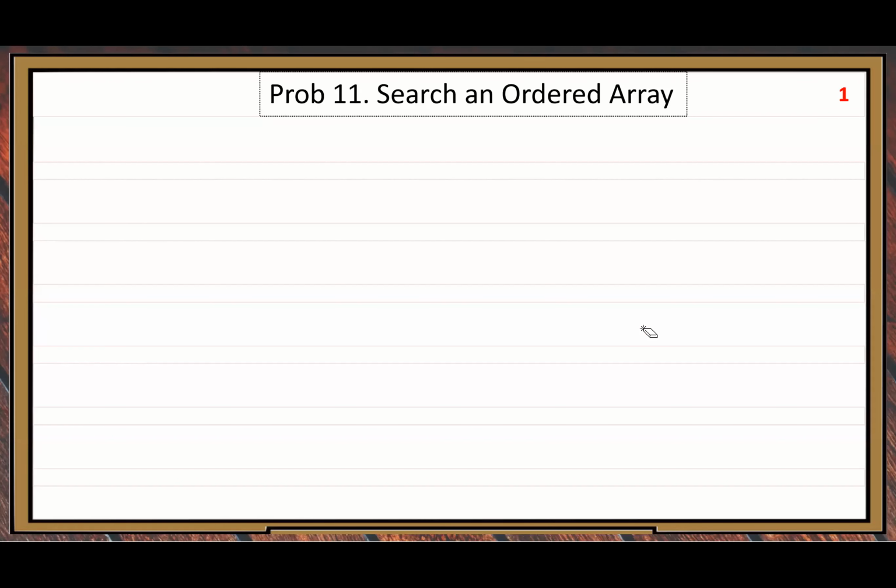First, our problem description. Search an ordered array. Our problem number 11. Here, this information is important: ordered array. If it's unordered, then we can only use linear search. We learned linear search before in our module 1. That's for an unordered array.